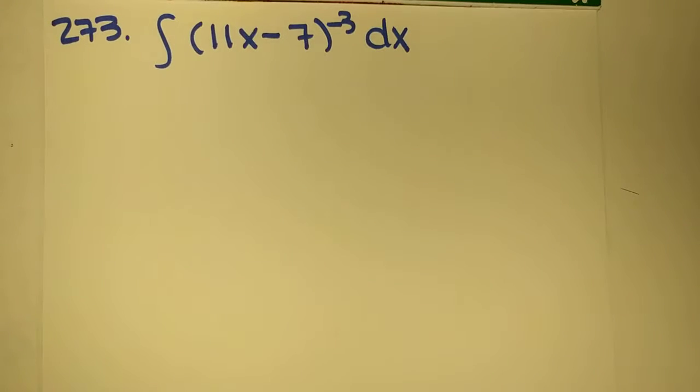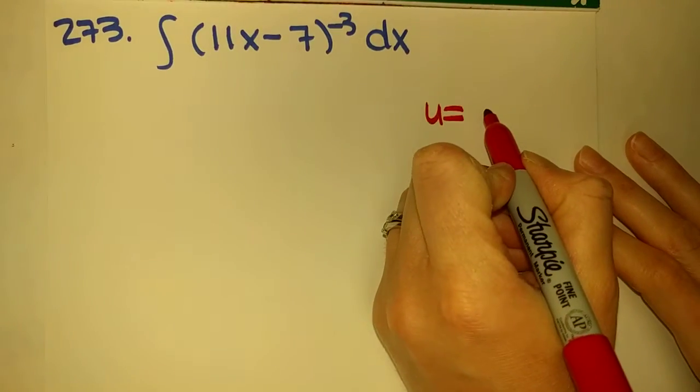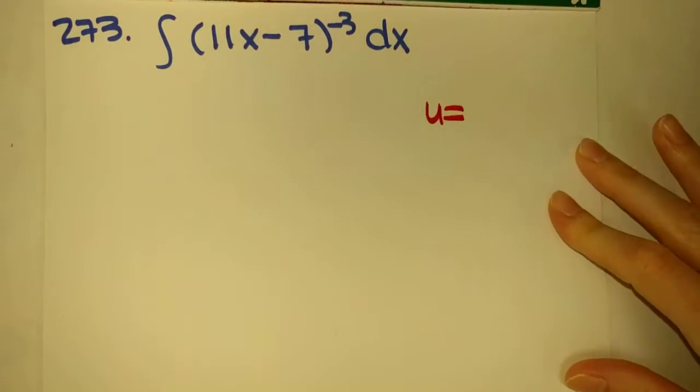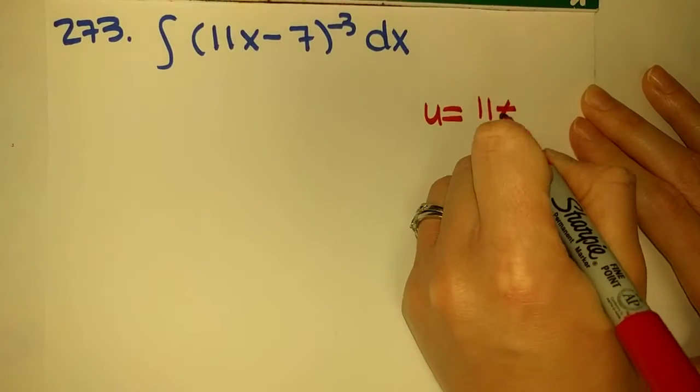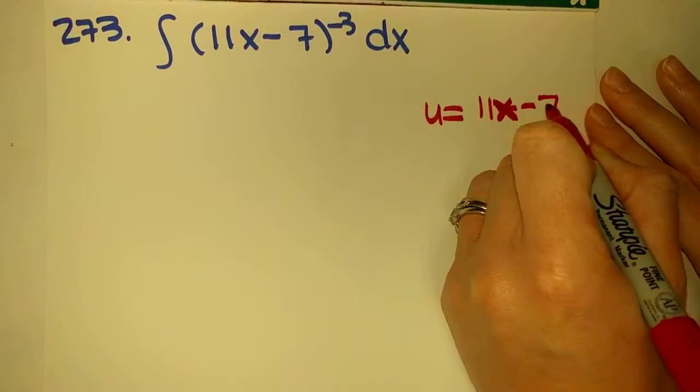Okay. So this one, again, we see parentheses raised to a power. We're not going to sit there and FOIL it out or move it down to the denominator. We are going to do our u substitution, and u is usually the quantity in parentheses. So that's going to be 11x minus 7.